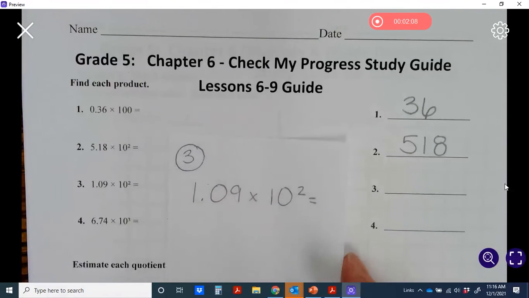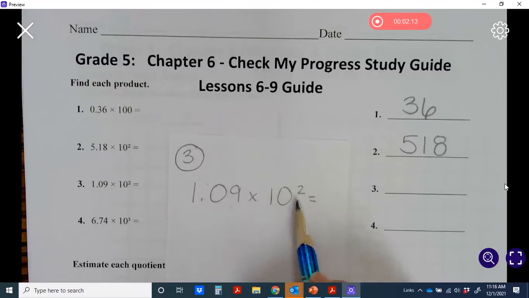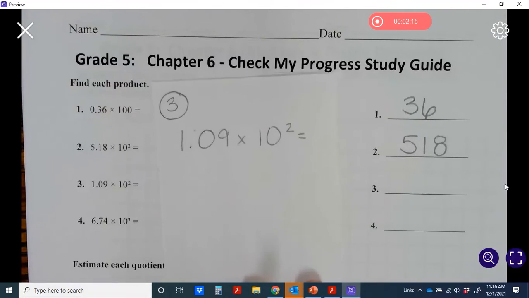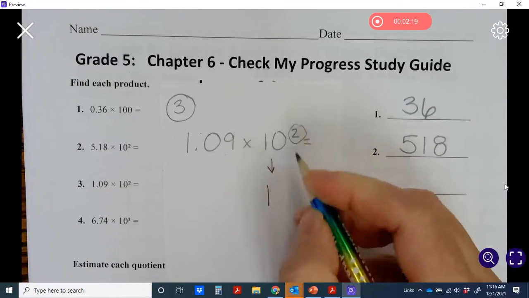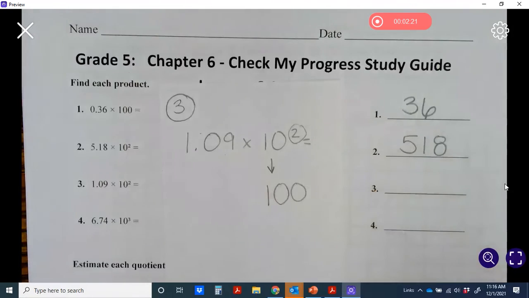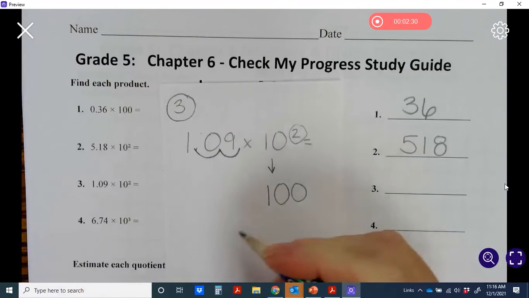All right, question number 3. We have 1 and 9 hundredths times 10 to the second power. All right, 10 to the second power is a 1 with 2 zeros. And that means we're going to be increasing this number by a power of 100. So we're going to go over 2 times to the right with our decimal, which is 109.